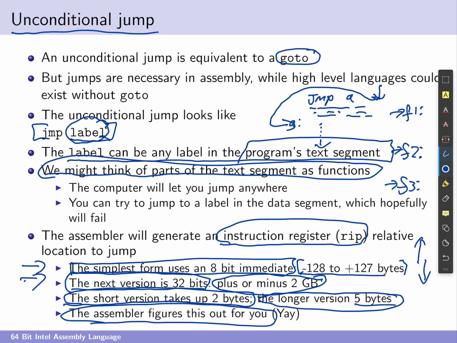But it is still informative to note that there are different kinds of jumps: different distance jumps, a short jump and a long jump. Which one is invoked depends on how far away the label is from your current instruction. But once again, the assembler does that for us. So it's interesting to know, but it's not going to guide your everyday use of assembler necessarily.